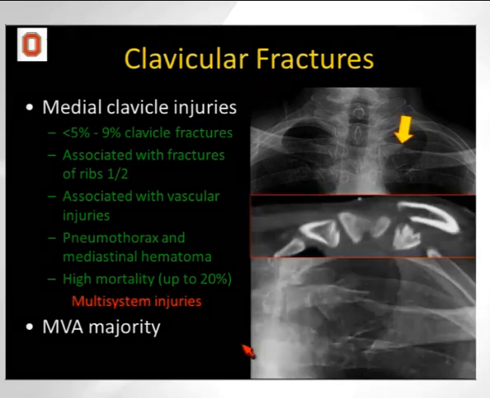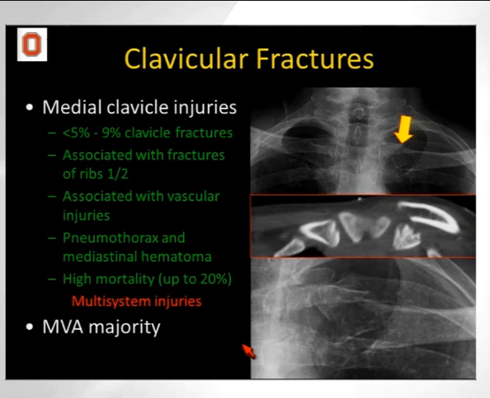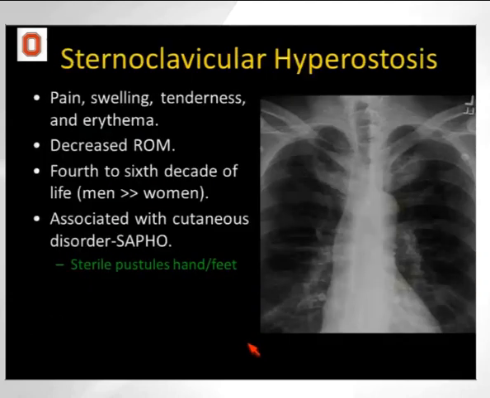So when you see this abnormality in a motor vehicle accident, you need to really pay close attention to the CT of the thorax, look very closely at the intrathoracic contents, and make sure that you read the other studies, both the brain CT and the abdominal pelvis CT, for other potential injuries to the spine.